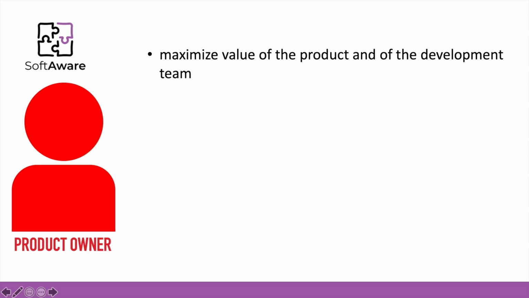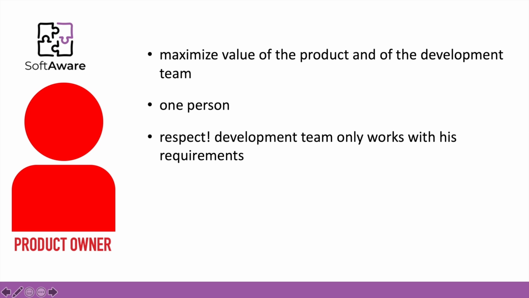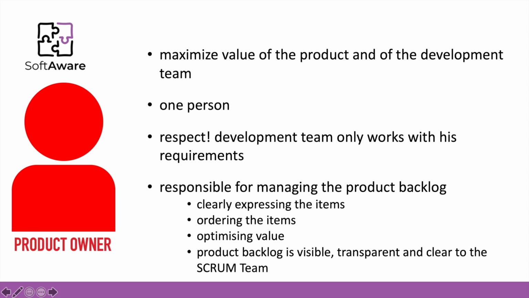The main goal of a product owner inside the Scrum team is to maximize the value of the product and of the development team. It should be one person, and one person that should have no other role inside of the Scrum team. The development team only works with the requirements that are elicited and worked within the product owner's authority. The product owner is the one responsible for managing the product backlog.